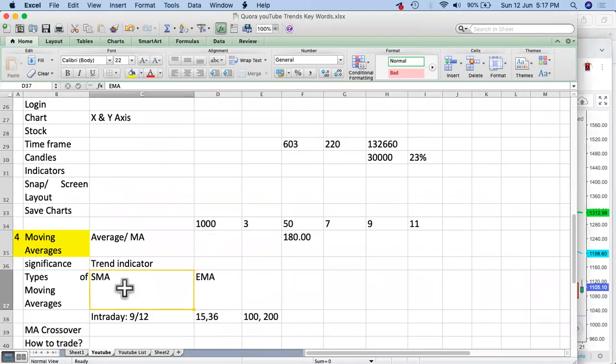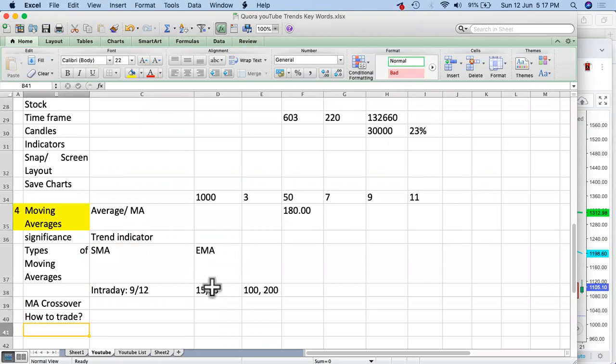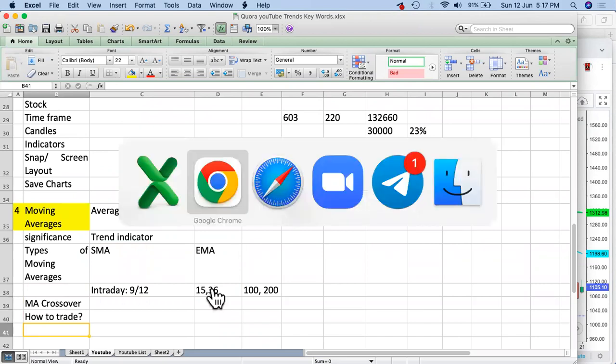So we saw simple moving average, we saw exponential moving average, we saw different time frames, and we also saw moving average crossovers and how to trade them. So guys, this is all about moving averages.